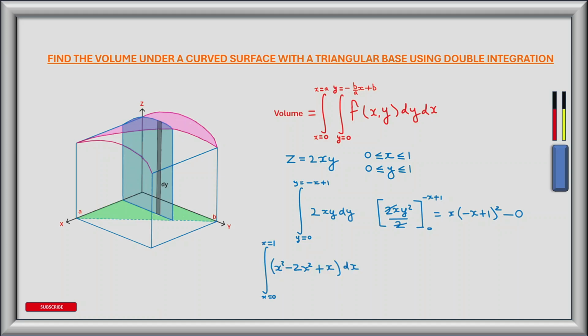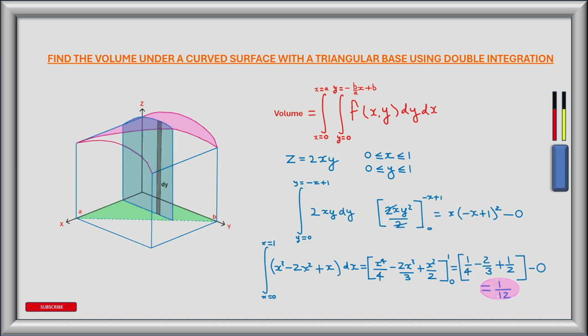So next we need to integrate in the x direction between 0 and 1. Now I've expanded that out to give x cubed minus 2x squared plus x. And now if we integrate it, we get x to the power of 4 divided by 4 minus 2x cubed divided by 3 plus x squared divided by 2 between the interval of 1 and 0.